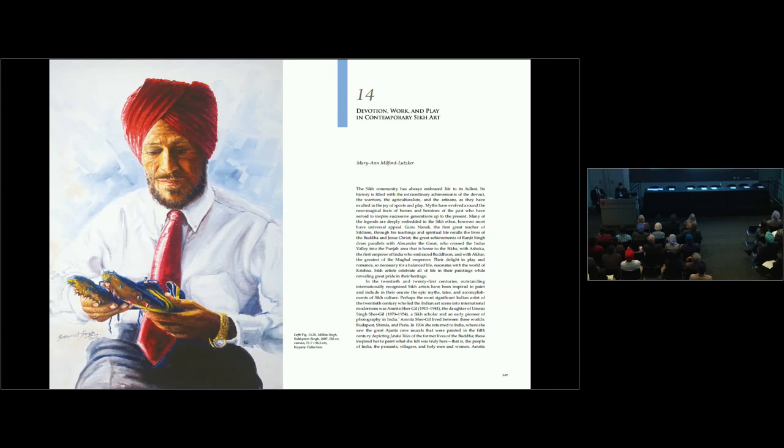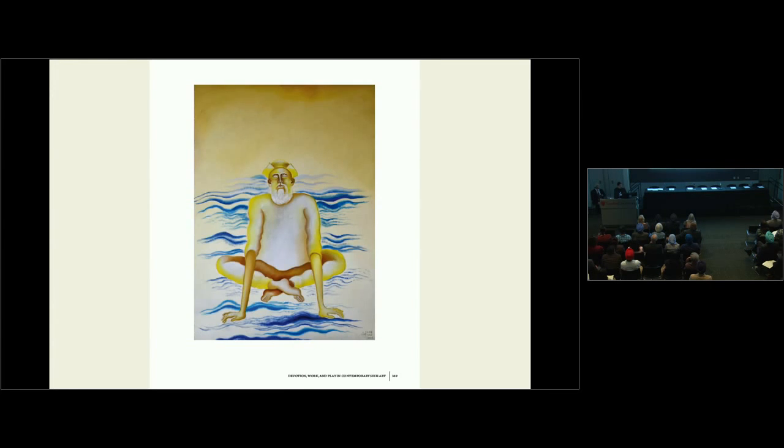Dr. Marianne Milford Lutzker then examines several significant Sikh artists of the 20th century, including Sukhpreet Singh, who is here with us today, Arpana Kaur, who has also come all the way from India for our 50th anniversary, and Devinder Singh. She views their artworks through lenses of devotion, work, and play, and emphasizes the importance of considering their art to be expressions of a deeply personal Sikh faith.